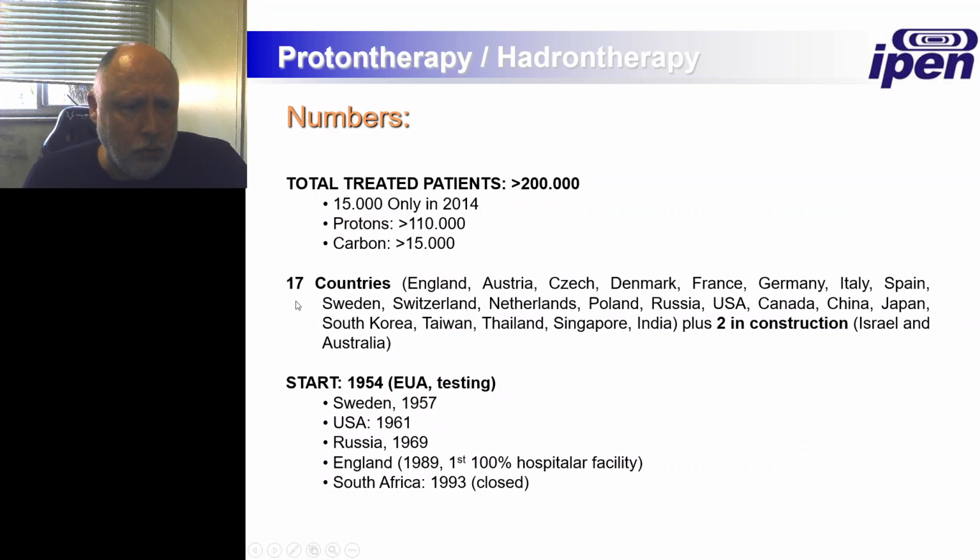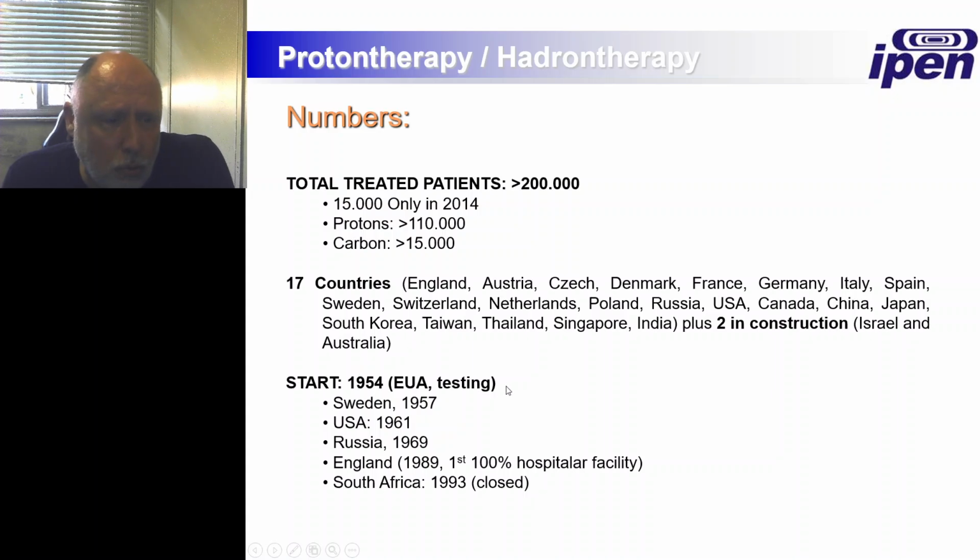It's available as of today in 17 countries, essentially rich Europe: England, Austria, Czech, Denmark, France, Germany, Italy, and so on, and even Poland and Russia. Then United States and Canada, right? China, Japan, South Korea, Taiwan, Thailand, and Singapore, and now India too. And there are two in construction, one in Israel, one in Australia. Don't really know the stage, didn't have the time to check it this year. Should be, I believe, for next year or something.